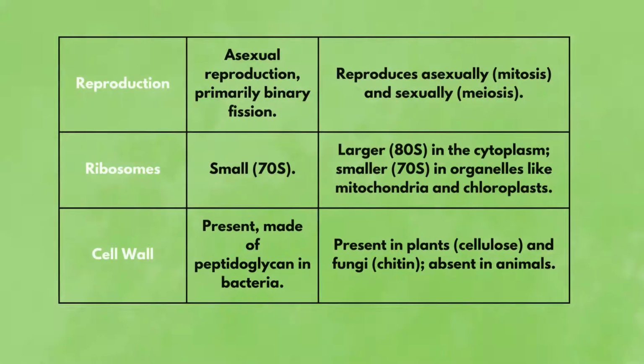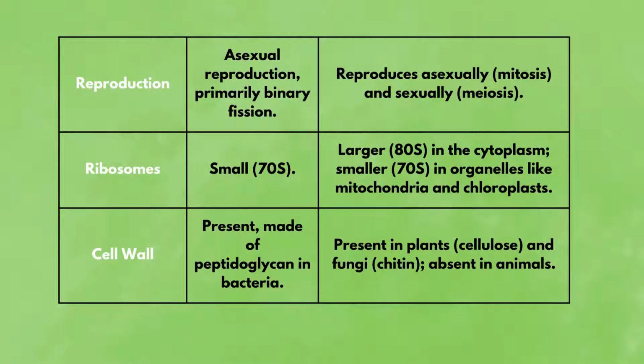Fifth one is reproduction. Prokaryotic cells reproduce asexually, mainly through a process called binary fission. Eukaryotic cells can reproduce both asexually, through mitosis, and sexually, through meiosis.